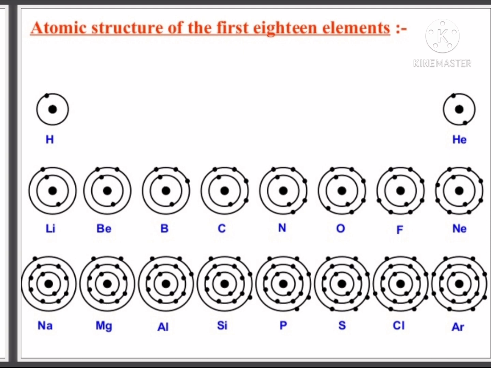Students, remember that the first orbit can have maximum 2 electrons, not more than 2 electrons, and the second orbit can have not more than 8 electrons. Means in the first orbit we can fill only 2 electrons, in the second orbit we can fill only 8 electrons, in the third 18, and the rest of the things you will learn in class 9th. In class 9, you will learn about the electronic configuration.